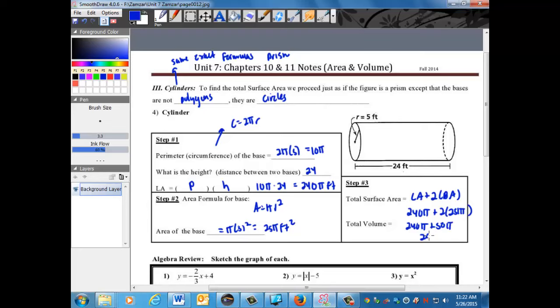And these are like terms, so we get 290 pi feet squared.